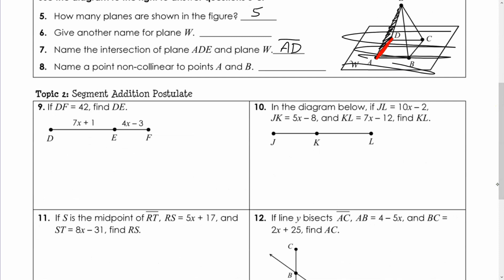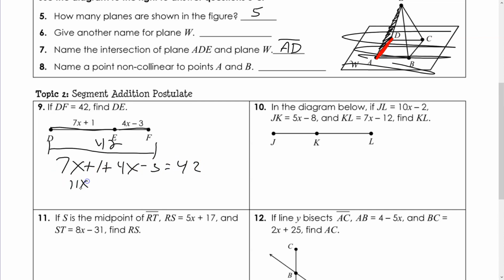Number 9, if DF is 42, find DE. Well, when we look at this, DF is 42. That's this whole line is 42. So that means this portion and this portion together have to equal 42. So that means 7x plus 1 plus 4x minus 3 equals 42. This is your segment addition postulate.